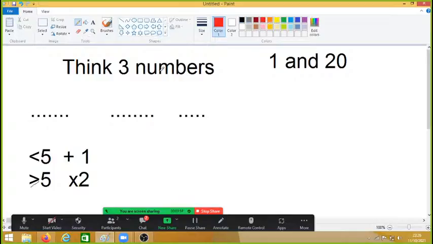If you type into the chat window what your final score is, for example, maybe I thought of the numbers 1, 4, and 10. Then the 1 and the 4, because they're less than 5, I would add 1 to them. And the 10 would go into that second category, so I times it by 2. I would double it. So my final score would be the 2 plus the 5 plus the 20 to make 27. If you can just work out what your score is.